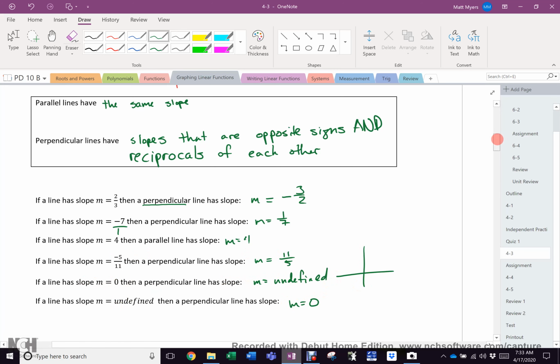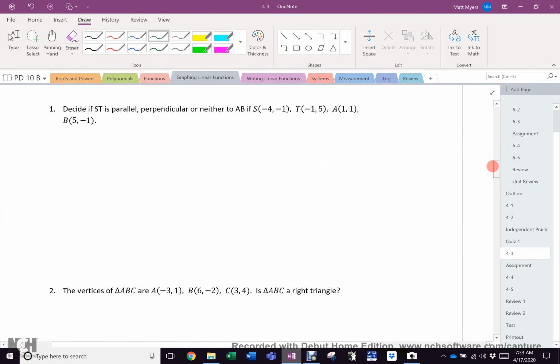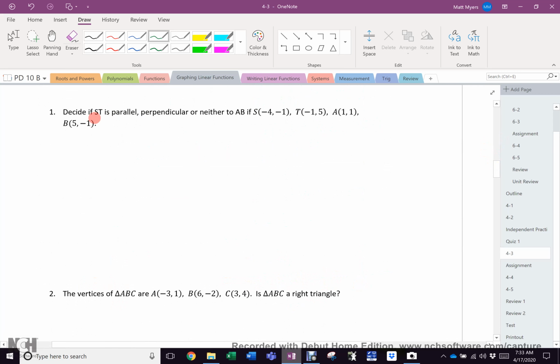And that's all there is to it. So let's have a look at number 1. I want to decide if ST is parallel, perpendicular, or neither to AB. So that means I have to check the slope of ST, and I have to check the slope of AB. If they're parallel, the slopes will be the same. If they're perpendicular, they will be opposite reciprocals. If they're neither, then neither one of those will be true.